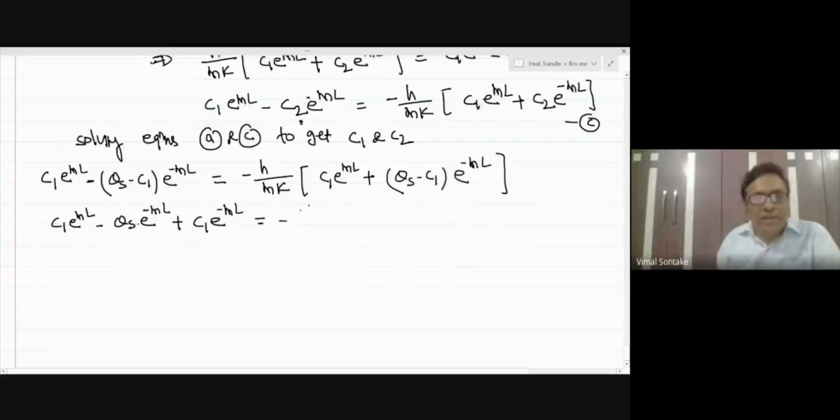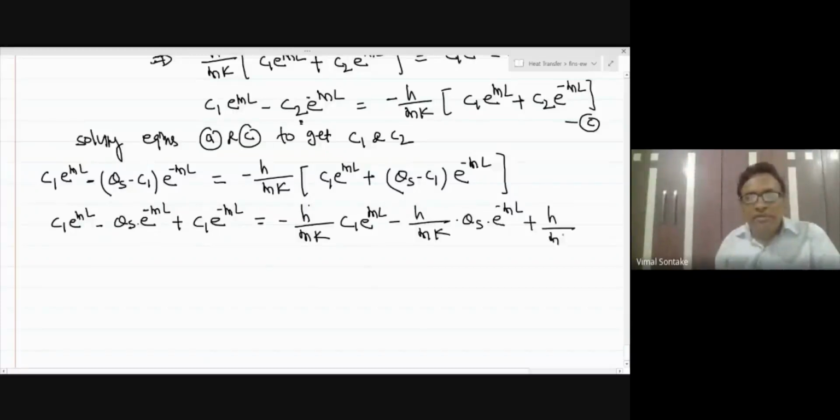Now let us multiply minus h over mk C1 e to power ml. See, now I am multiplying minus h over mk and this term simultaneously. So minus h over mk into theta s into e to power minus ml. Now next, minus minus will become plus h over mk C1 into e to power minus ml.